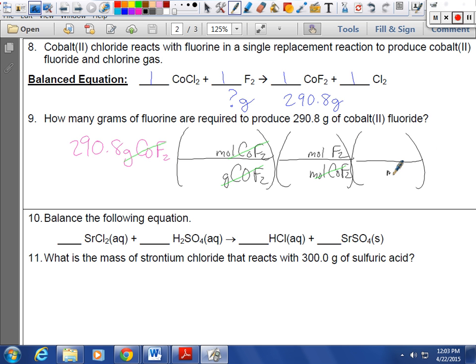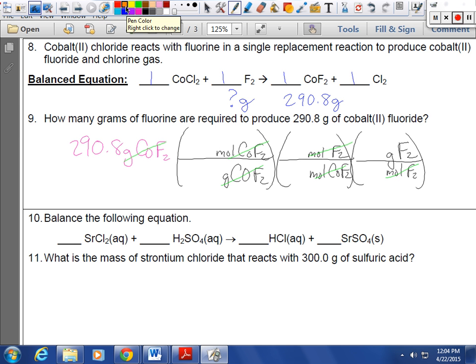And so I need moles of F2 on the bottom and grams of F2 on top. Now notice, one, the units cancel, leaving you with what you want. And number two, I have no numbers plugged into this at all. Numbers are arbitrary. Numbers are always going to change depending upon what you're working with, which reaction you're working with.